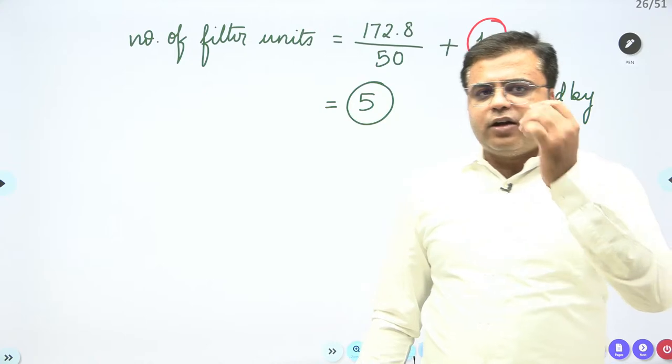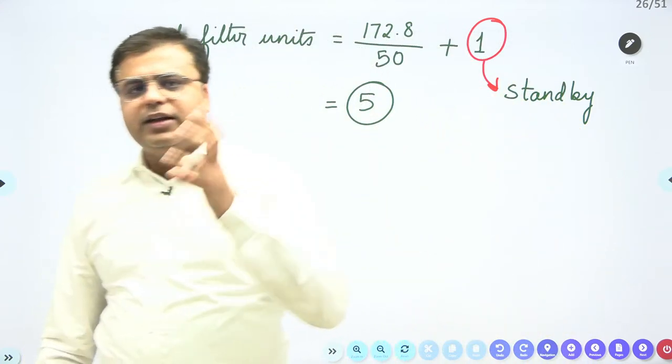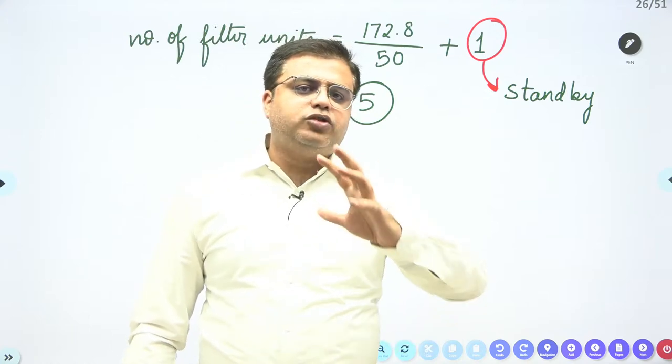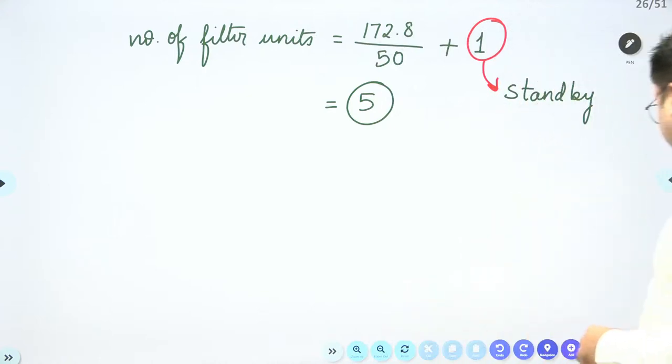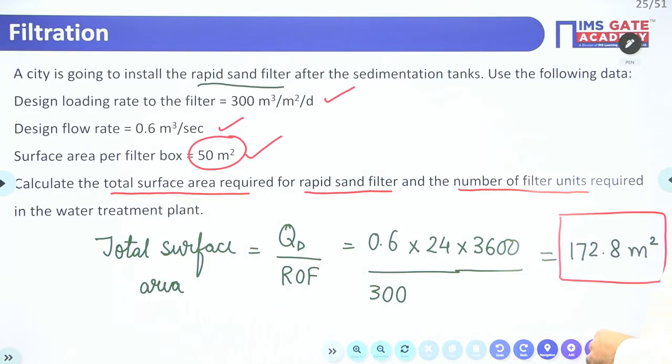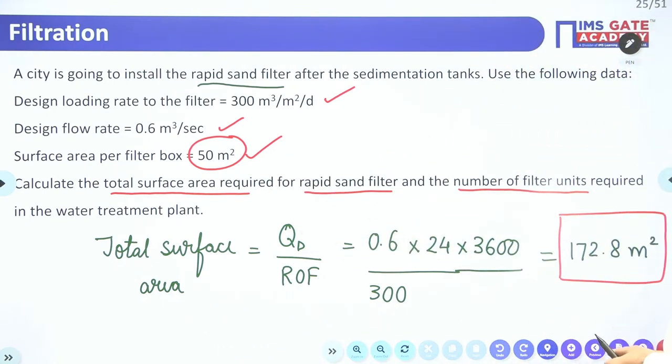So just take care of these minute details. Good, right? So this 5 will be the total number of filter units that you should provide for this treatment of raw water. So in a city rapid sand filter, we have calculated the total surface area and the number of filter units. Okay, so hopefully this question is clear to you. Moving on.